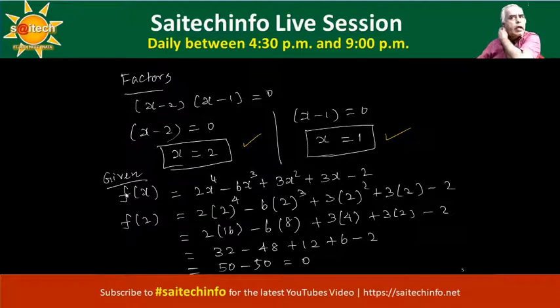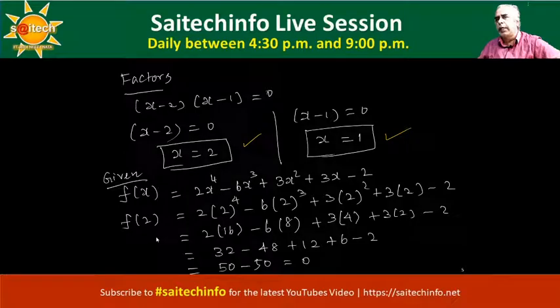Now for f of x, by the factor theorem, when you substitute 2 for x, you should get 0. So let us check. Replace x by 2: 2 into 2 power 4 minus 6 into 2 cubed plus 3 into 2 squared plus 3 into 2 minus 2. We get 32 minus 48 plus 12 plus 6 minus 2, which finally gives 0. It is confirmed that f of 2 is 0, so x equal to 2 is one of the roots, and x minus 2 is one of the factors.